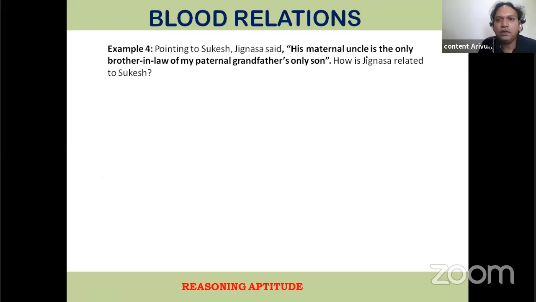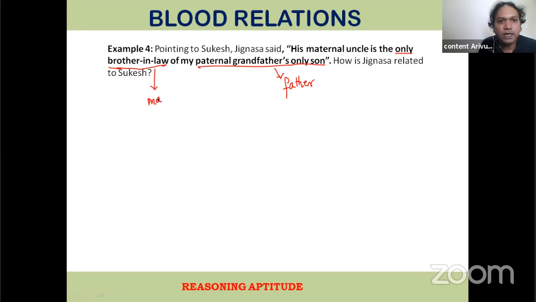His maternal uncle is the only brother-in-law of my paternal grandfather's only son. Paternal grandfather's only son. Now, in the list of relations, the complex ways of representing simple relations, the list of relations that I gave you, what is the meaning of paternal grandfather's only son? Paternal grandfather's only son is father. Now, only brother-in-law of father. In the list of relations, I think point number 13 was this particular point. Only brother-in-law of father is a maternal uncle.